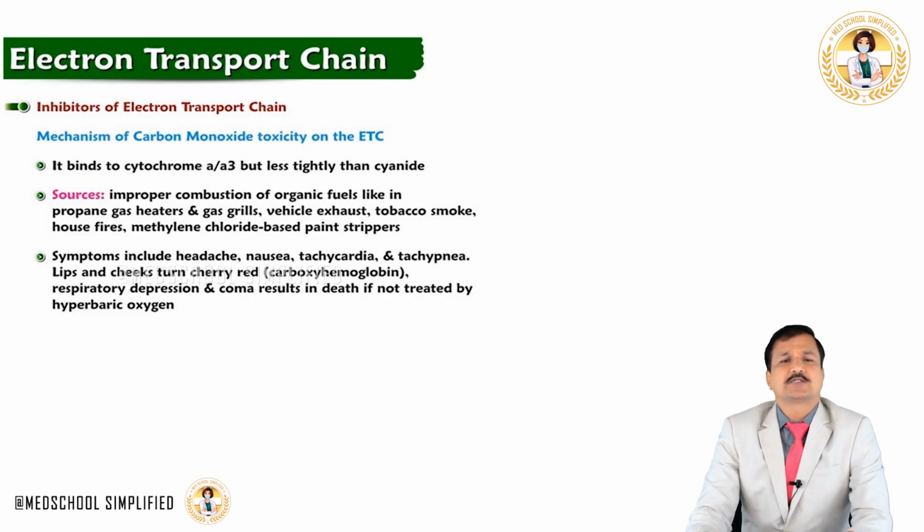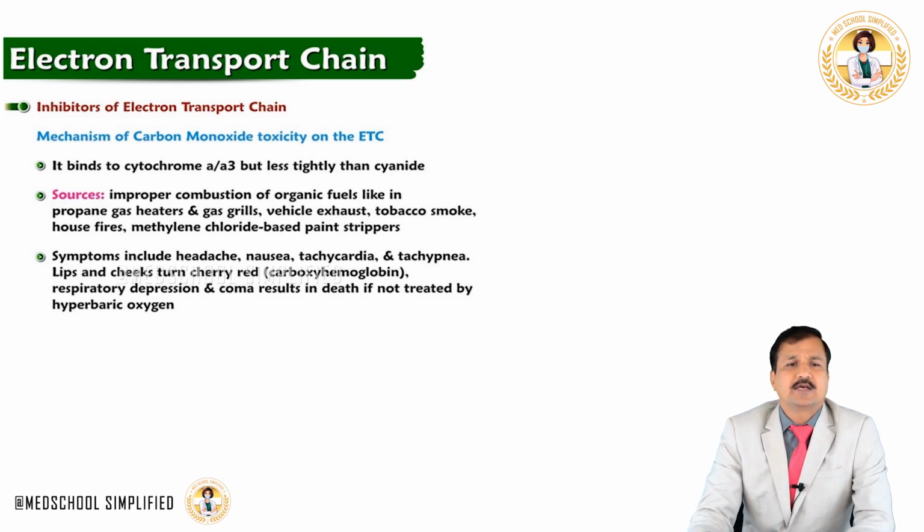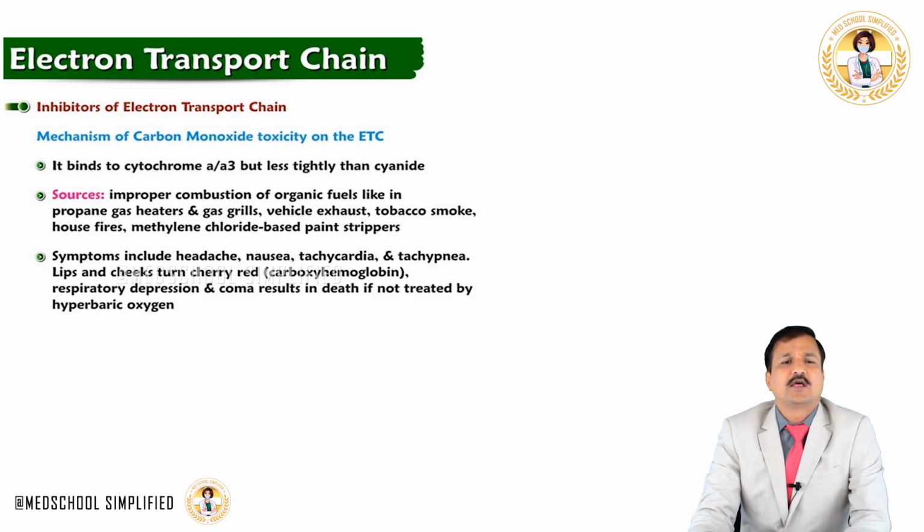Now let's look at the mechanism of carbon monoxide toxicity on the electron transport chain. So the carbon monoxide binds to the ferrous iron in the heme of cytochrome aa3, but it binds less tightly than cyanide. The sources of carbon monoxide toxicity here are improper combustion of organic fuels like propane gas heaters or gas grills, vehicle exhaust, tobacco smoke, house fires, methylene chloride based paint strips. So all these are sources of carbon monoxide.